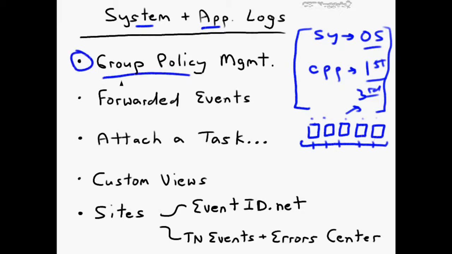Consequently, we have group policy to the rescue that enables us to tweak just about all metadata aspects of the event log service in Windows 7. And you'll see that in the upcoming demo. I'll show you where to go in group policy to find those policy options.